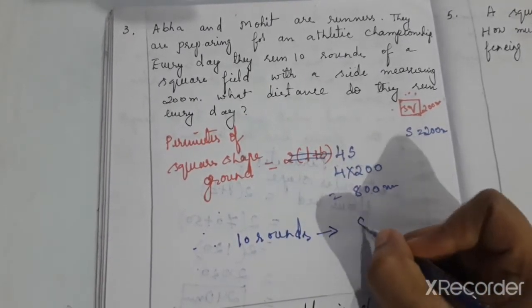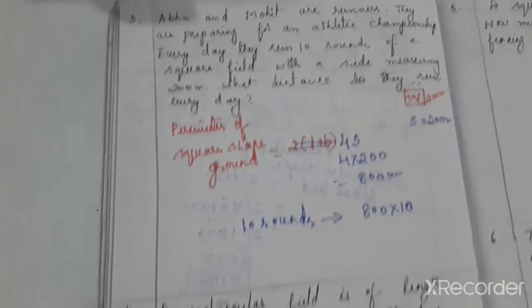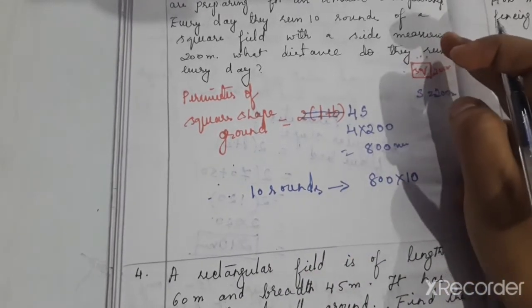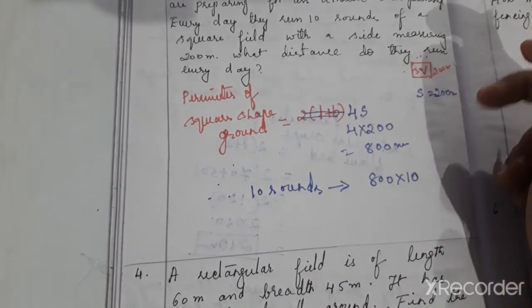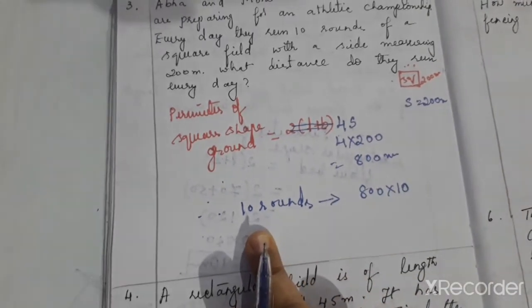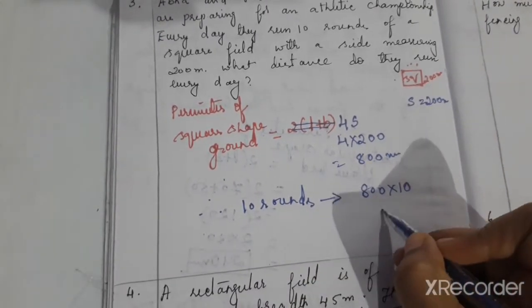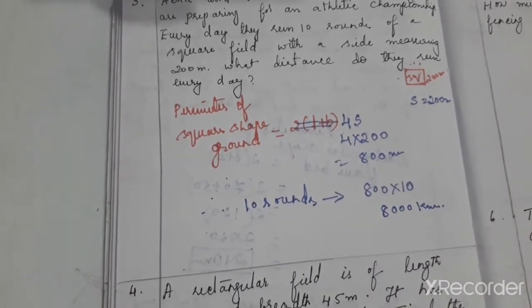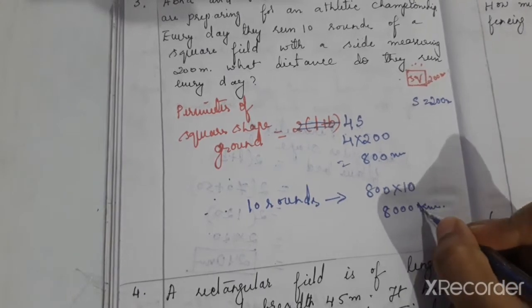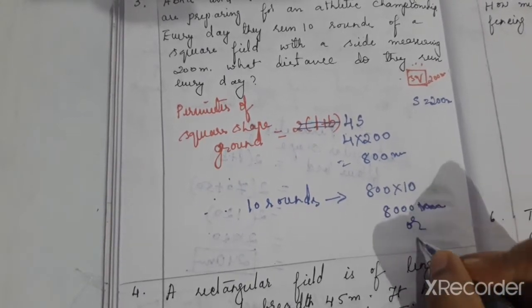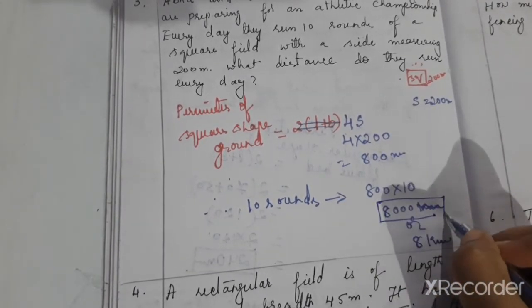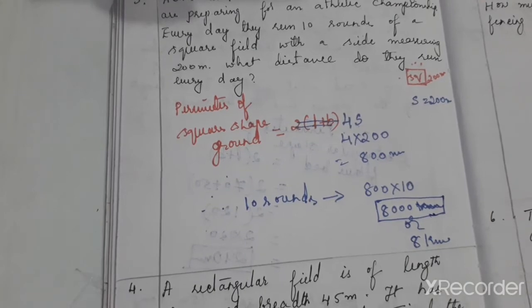10 rounds means 800 into 10. One round means total distance covered is 800 meter. For 10 rounds they run daily, into 10 means 8,000 meters. Answer is 8,000 meter, or we can say 8 kilometer, because 1 kilometer equals 1,000 meters.